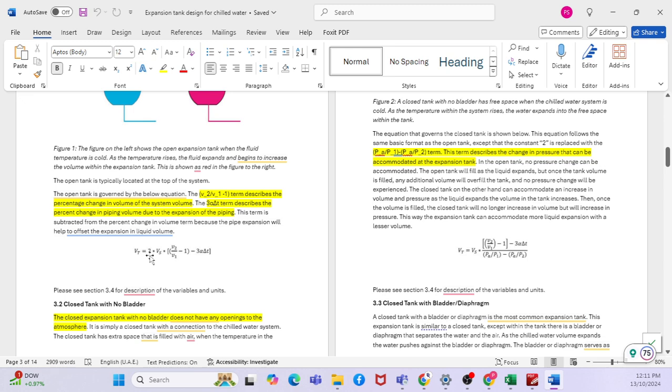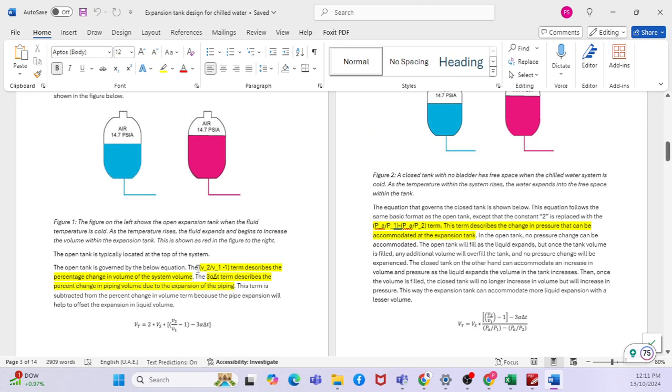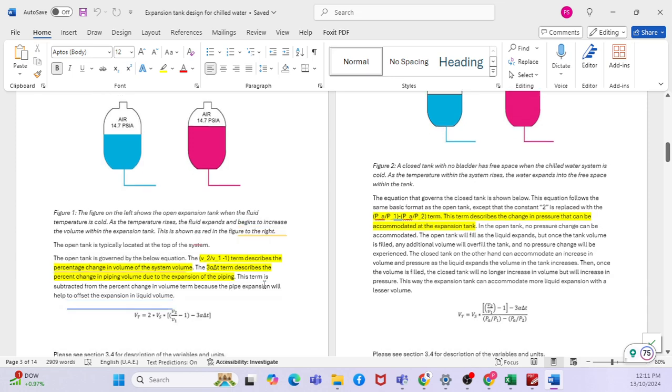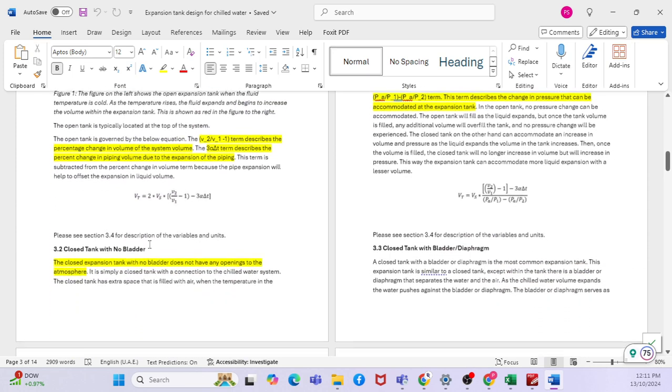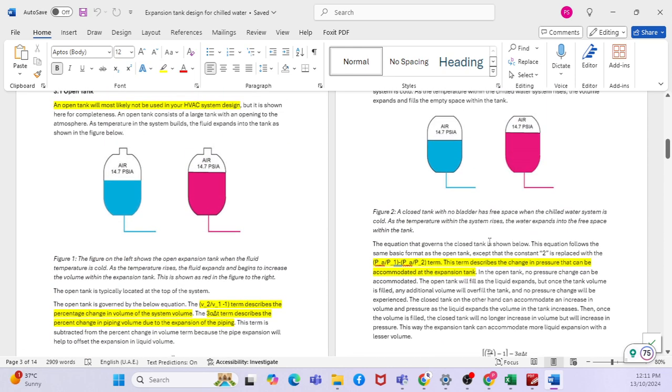So Vt equals system volume multiplied by (V2 by V1 minus 1) in the whole bracket, minus 3 alpha delta T, right? So this is to calculate the open system. But anyway, we are not using it in the HVAC system. Then the closed tank with no bladder, this is the equation.